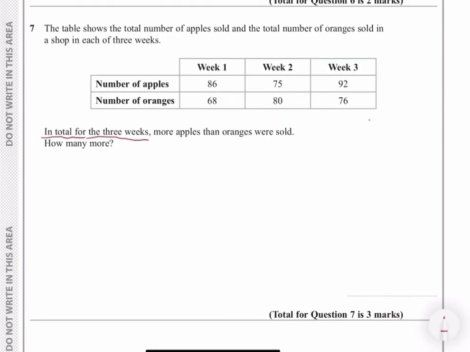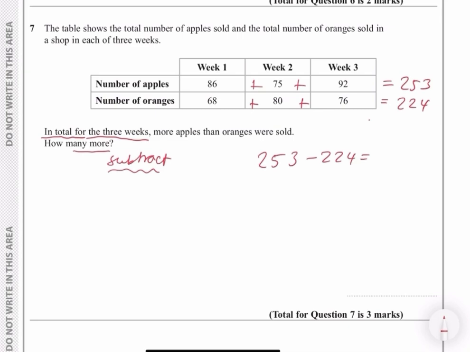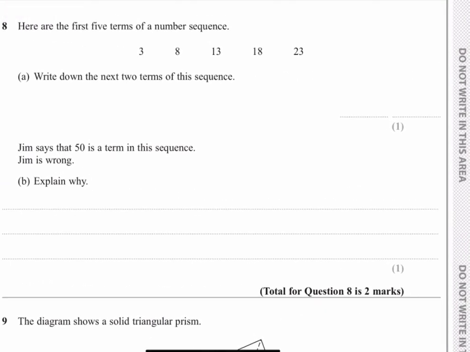Question 7, the table shows the total number of apples and oranges. You need to compare how many more you have. Just add all the apples together, add all the oranges together, subtract to find how many more apples.